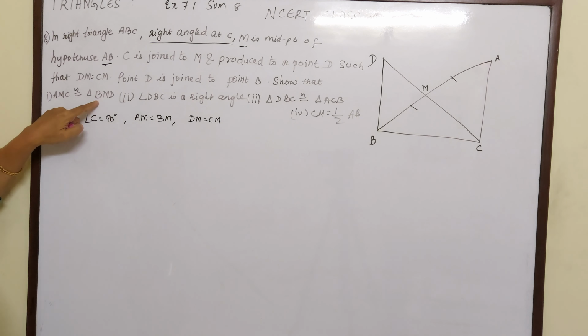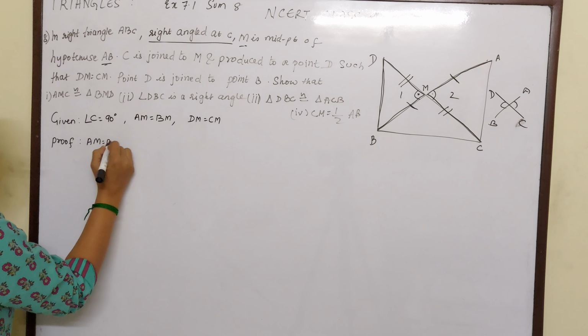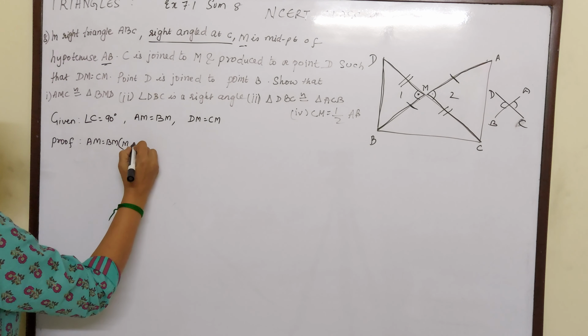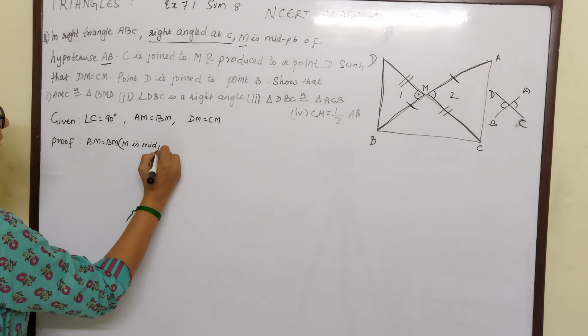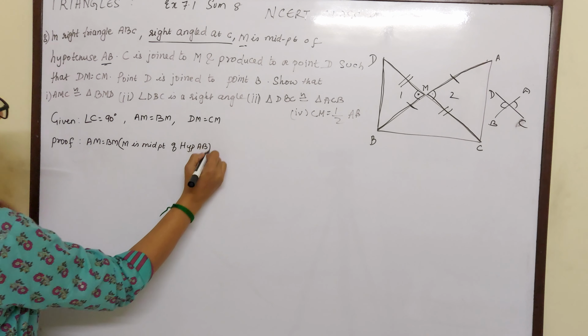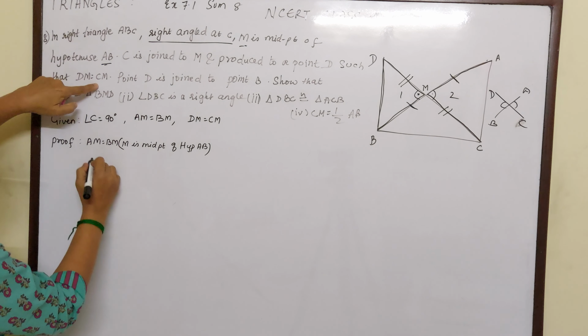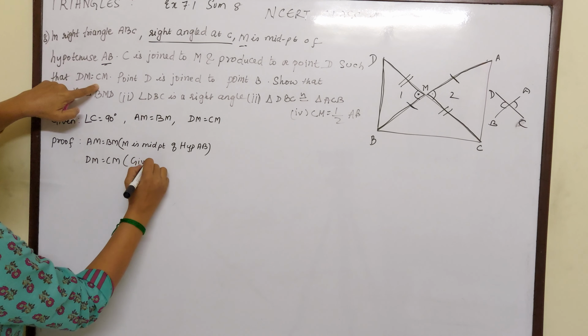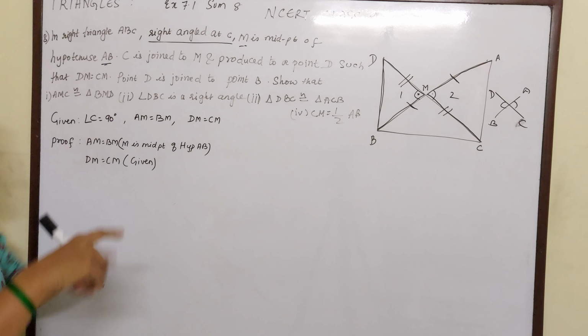So we will write these 3 points. AM is equal to BM. Why are they equal children? Because M is the midpoint of hypotenuse AB. And the second point is DM is equal to CM. What is the reason? It is given in the question. And the third point is vertically opposite angles are equal.